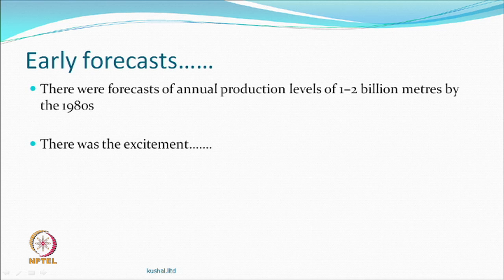When this process came, people had been forecasting that you would be producing printed fabrics at 1 to 2 billion meters by the 1980s. That was the kind of prediction. Excitement was very high, but it did not happen.